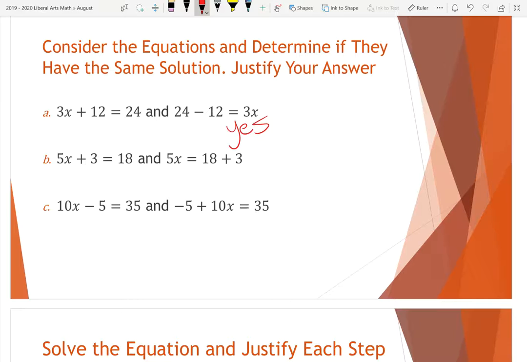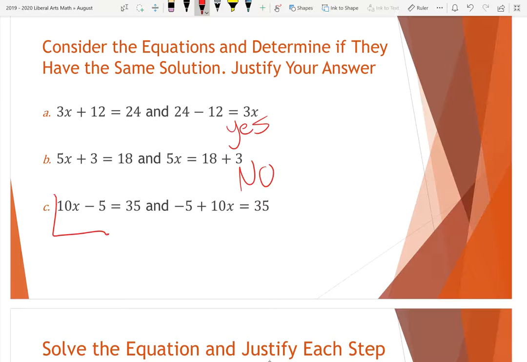All right, with B, let's see, they've got 5x plus 3 equal to 18 and 5x equals 18 plus 3. It looks similar, but let's see if it would actually work. If I were to solve this equation, I would subtract 3 from it. So I would have 5x equal to 18 minus 3. But this says 5x is equal to 18 plus 3, which is incorrect. It would have to be 18 minus 3 for it to be true. So that one is no, those would not be the same solution. And then the last one, very interesting.